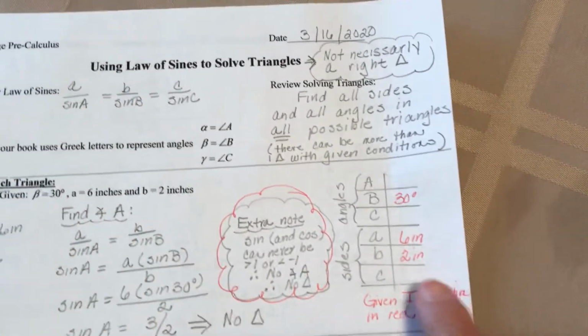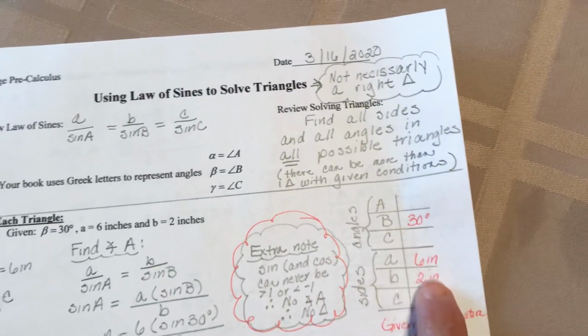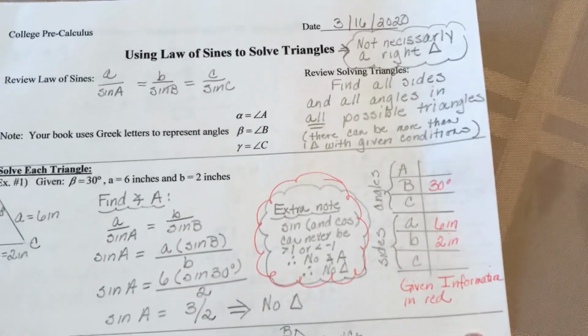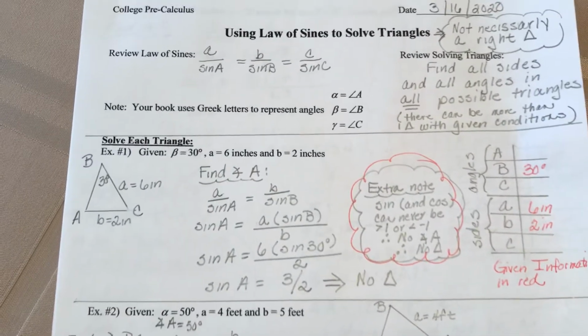So here is just a summary of the given information. Angle B was given, it was 30 degrees. Side a was 6 inches. Side b was 2 inches. I was trying to find angle A. I couldn't find it because the sine value was greater than 1.